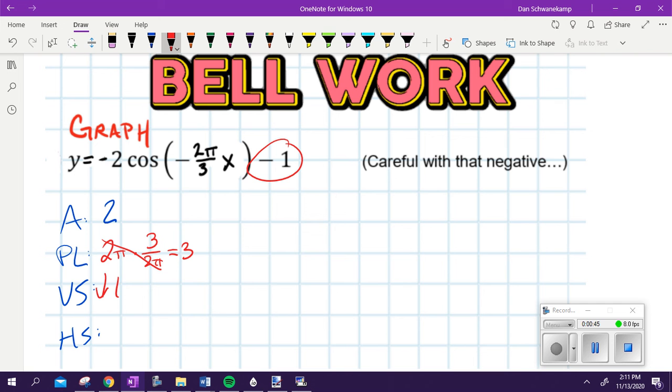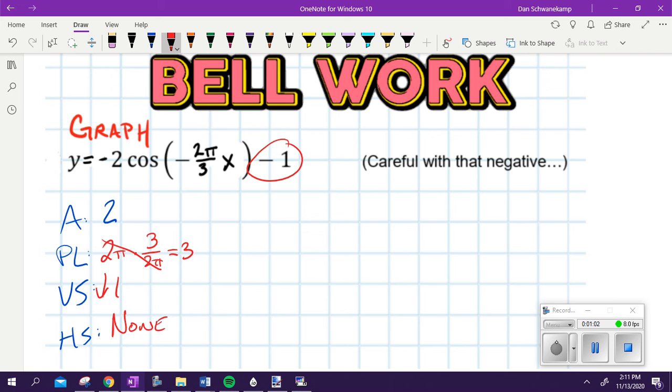Okay, so do we have a horizontal shift here? No. What would it look like if there was a horizontal shift? There'd be something in front of the parentheses. Not in front, in the parentheses, right? It's going to be added or subtracted inside that parentheses. If there was something there, that's what's going to shift me left and right. So there's not one there, it's none.